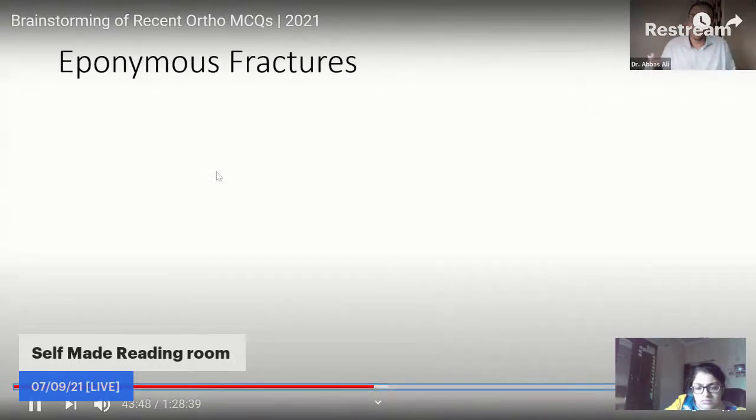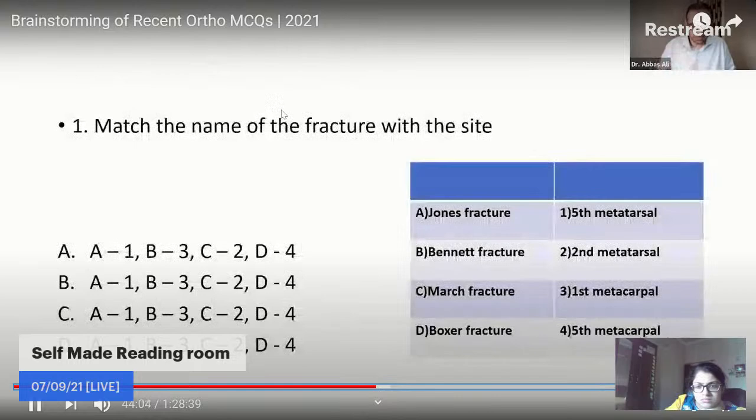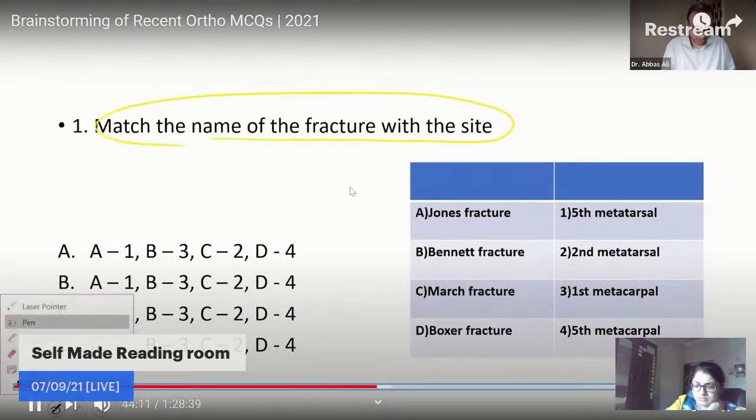No escape. Starting from Jefferson's fracture, Hangman's fracture, or Jumper's fracture, Bumper's fracture, Toddler's fracture, Aviator's fracture, Barton's fracture, Schoffer's fracture. Everything you should know. But एक question करते हैं. ये देखो. Name, match the name of the following fracture with the site. चलो बताओ quickly.